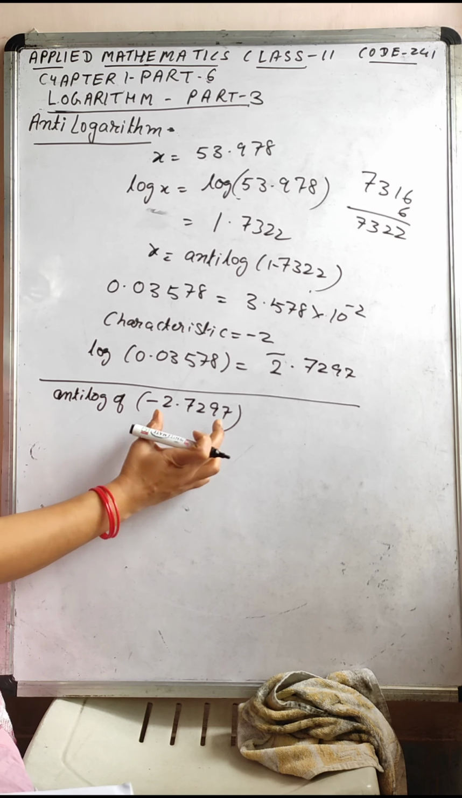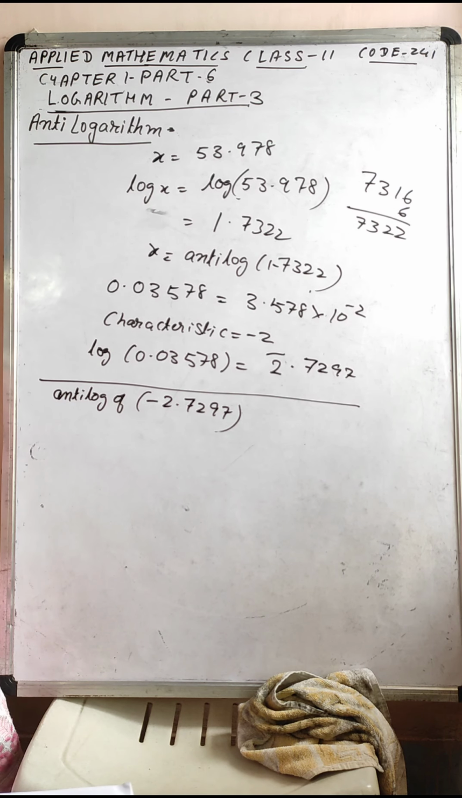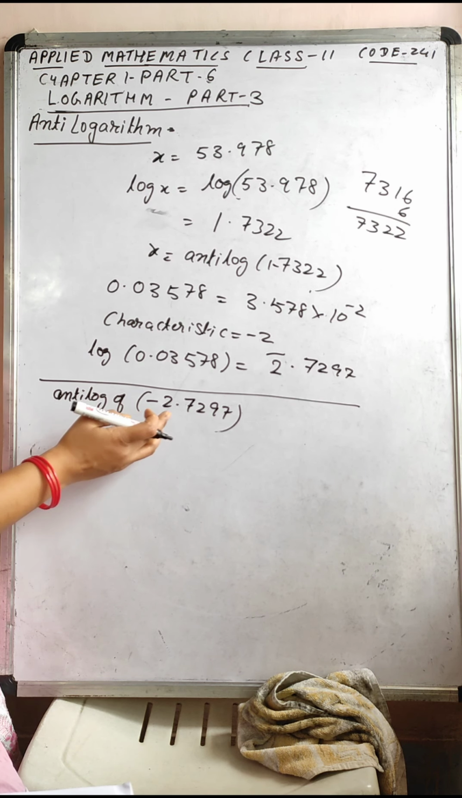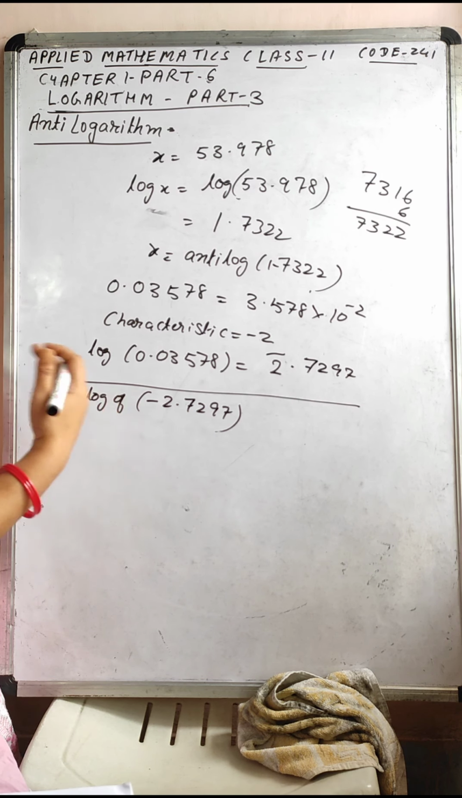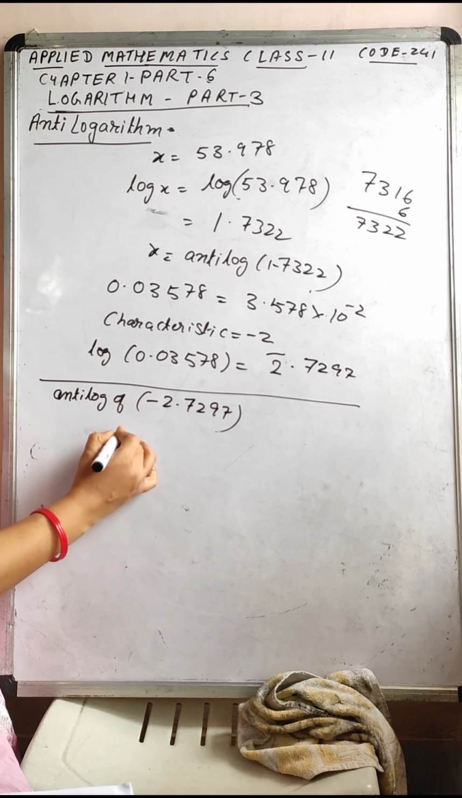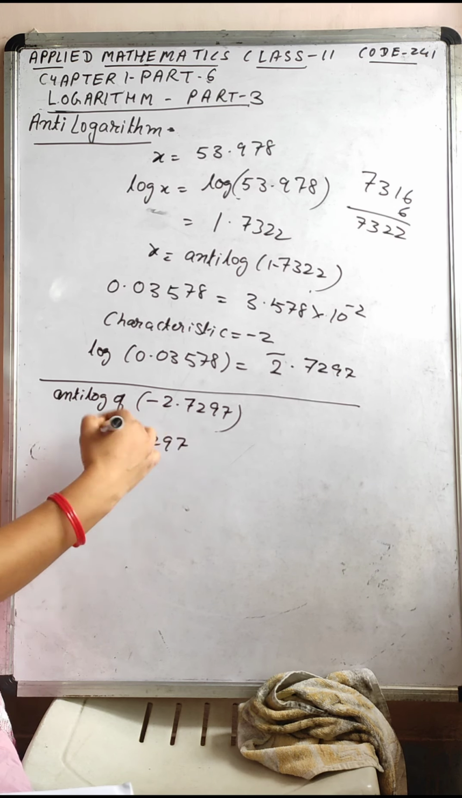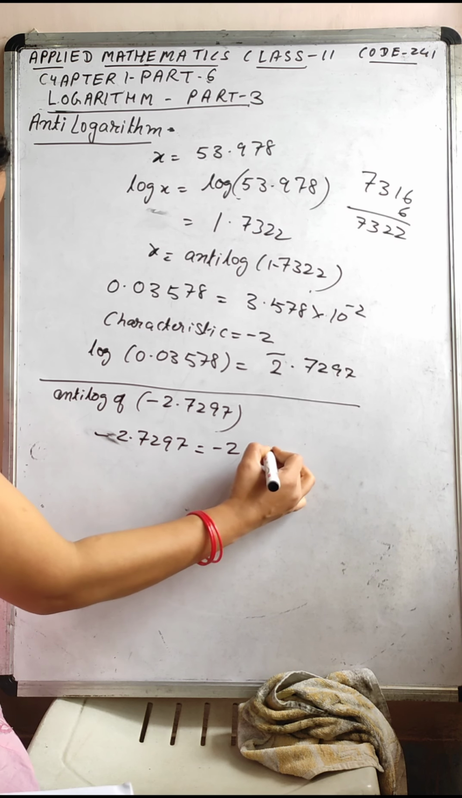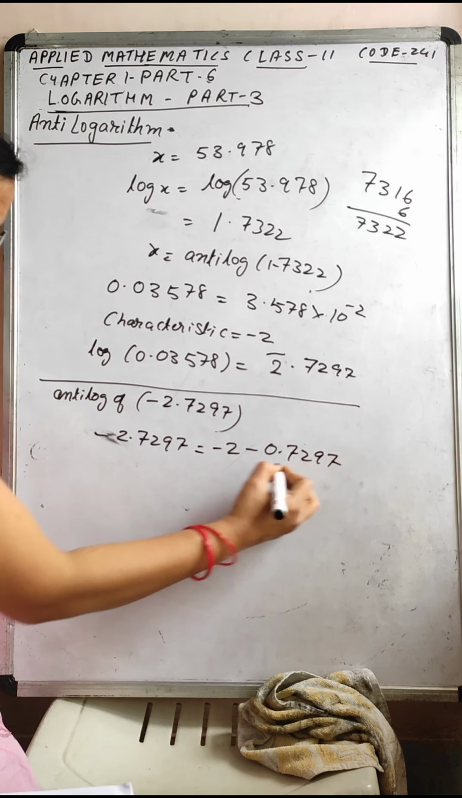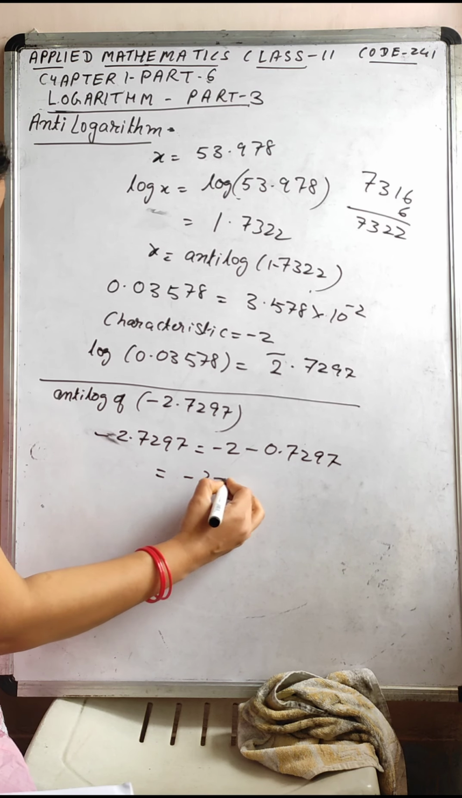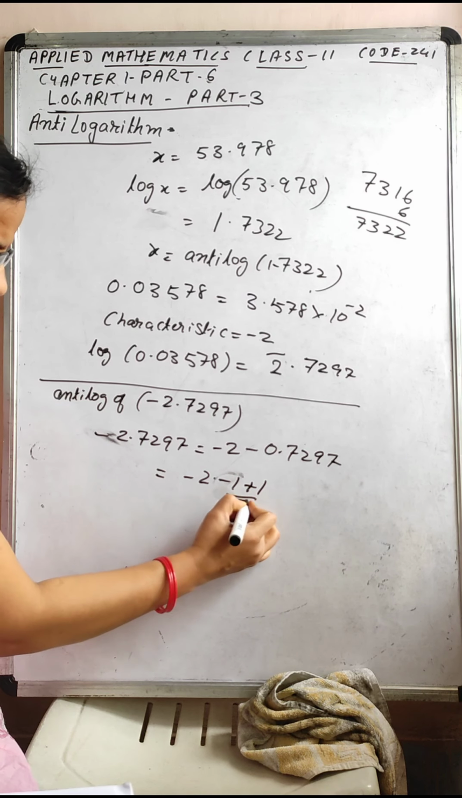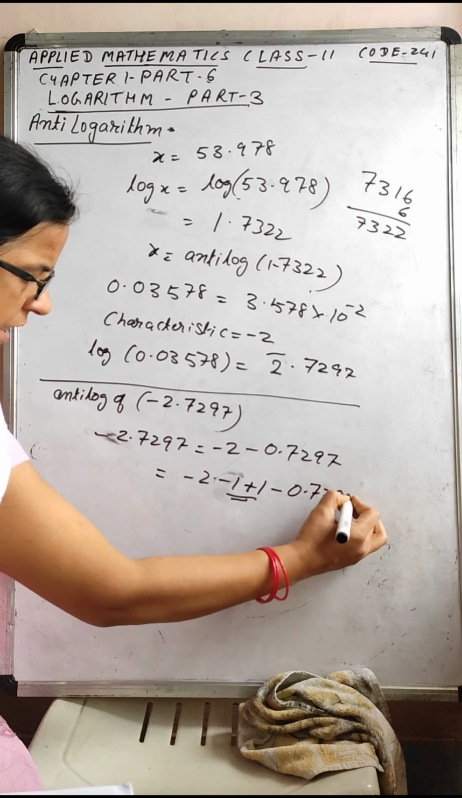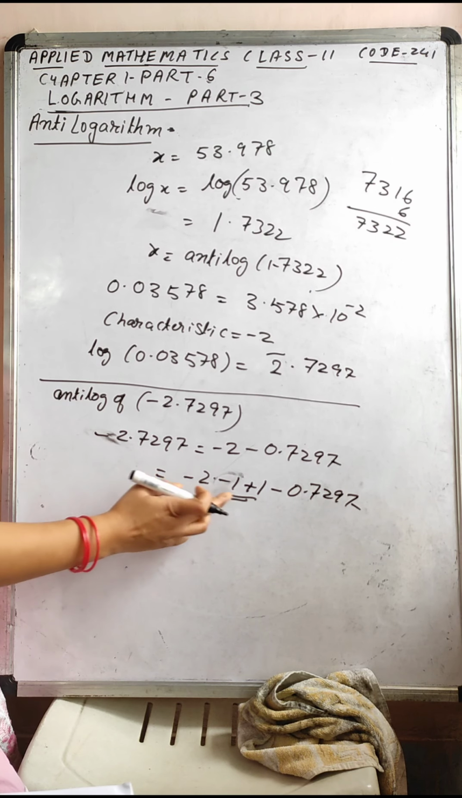If the number is given like this, first we will make the mantissa positive. For that, we will subtract 1 from here and add 1 over here. Just see, this I can write as minus 2 minus 0.7297. This I can write as minus 2 minus 1 plus 1 minus 0.7297. What I have done is I have subtracted 1 and I have added 1.